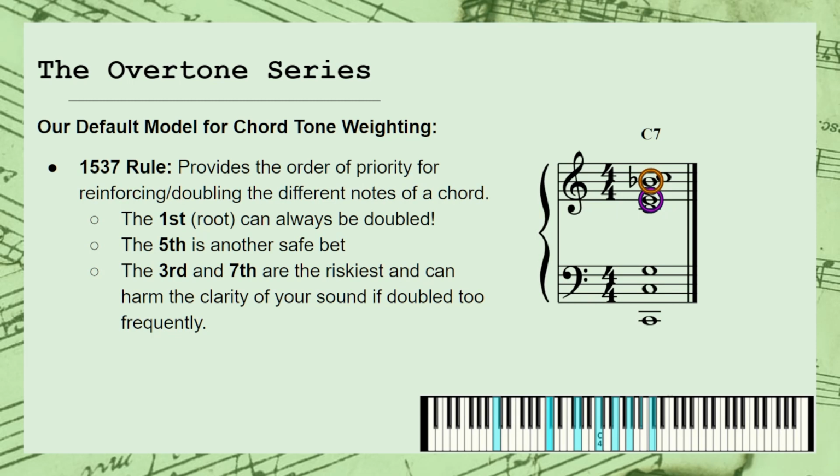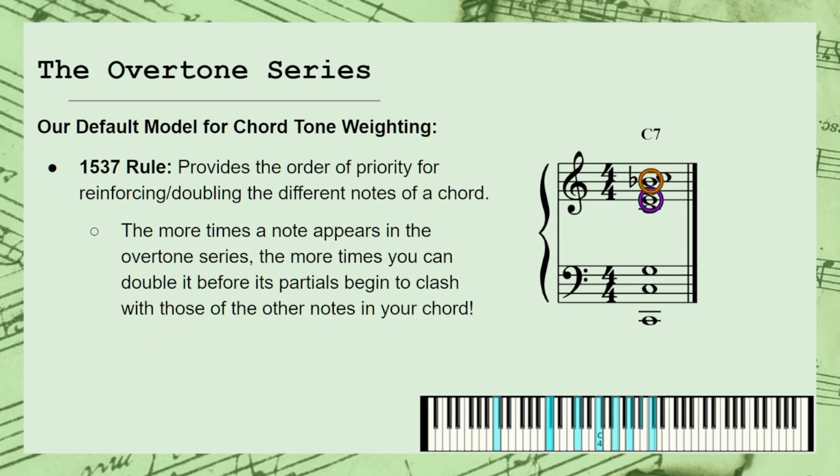The reasoning behind this is that the more times a note appears in the overtone series, the more times you can double it with the other voices before its own partials begin to clash with those of the other notes in your chord. If you have too many 3rd notes, for example, then their partials are likely to clash with the other notes and create a muddier sound in your music. It's a much safer option to just simply double your 1st or your 5th instead.